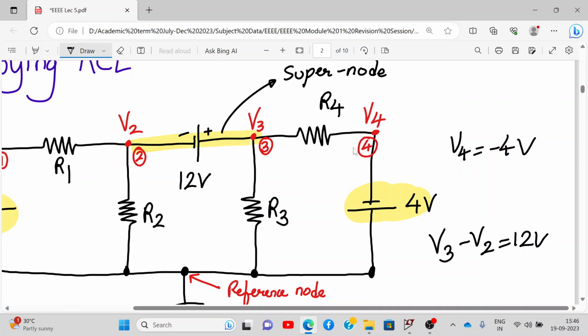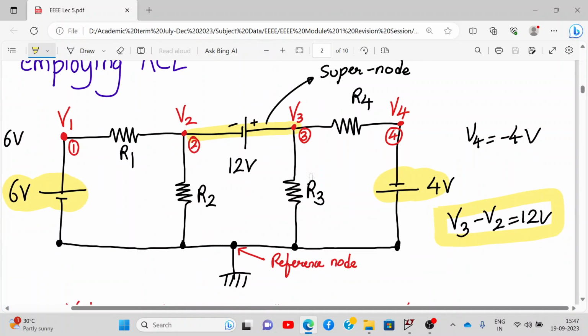So this is the equation which we get by applying the supernode concept, one of the equations, and the other equation will be by applying the supernode. So over here we can say node 2 and 3 form a supernode. All right, so this is the concept which we need to investigate while we solve numericals further.